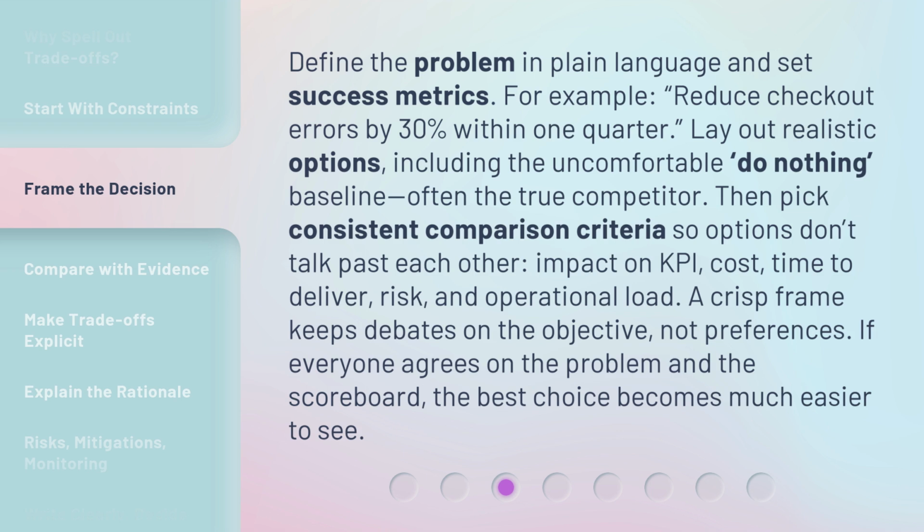A crisp frame keeps debates on the objective, not preferences. If everyone agrees on the problem and the scoreboard, the best choice becomes much easier to see.